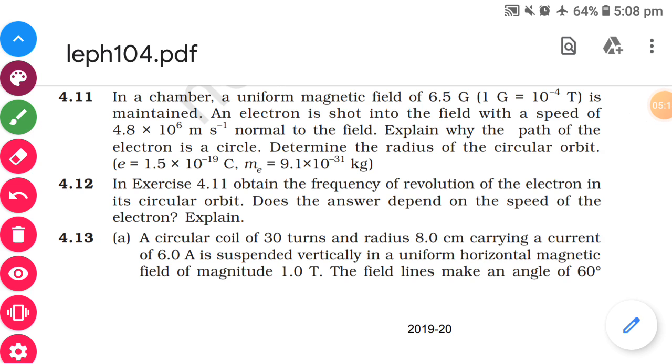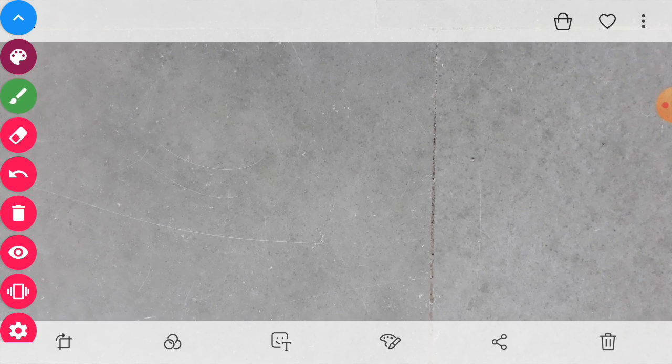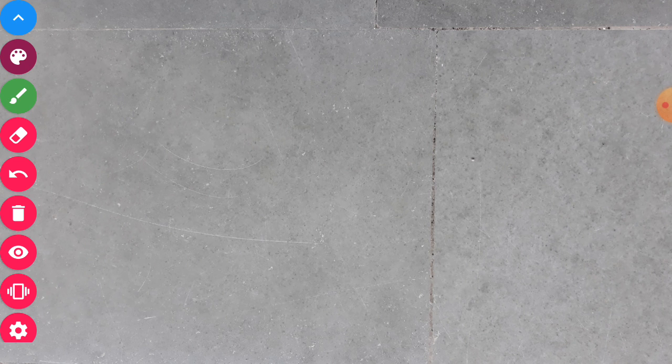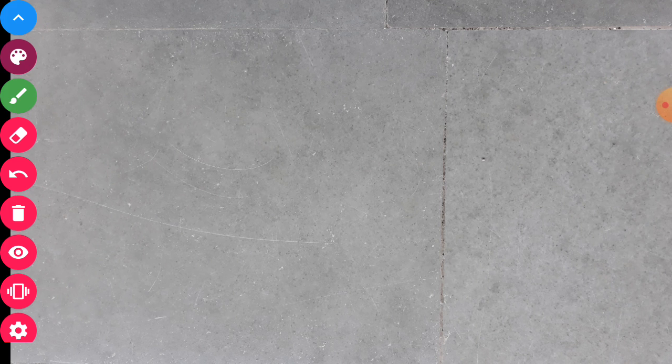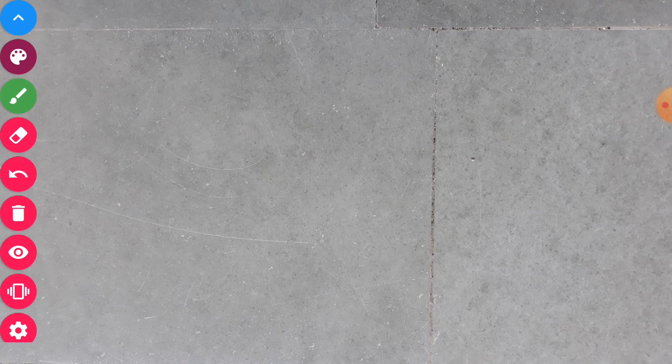Now the 12th numerical. In the same numerical that was discussed in the 11th, or we can say in exercise 4.11, obtain the frequency of revolution of the electron in its circular orbit. Does the answer depend on the speed of the electron? That we have to explain. Now we want to find out the frequency, so we move further with this equation.